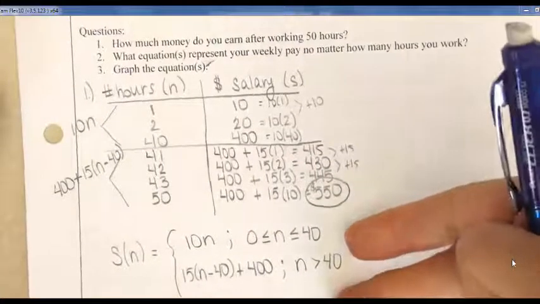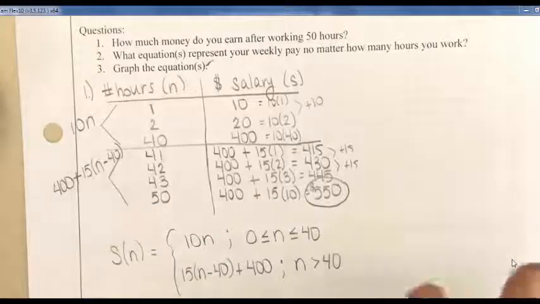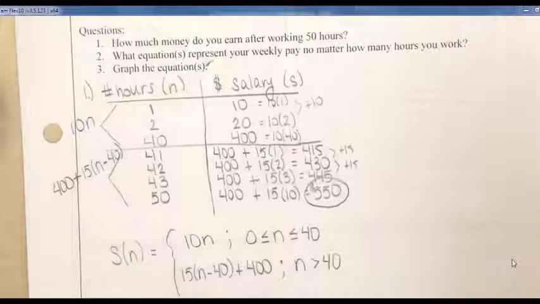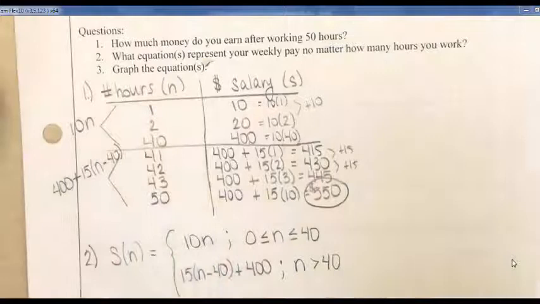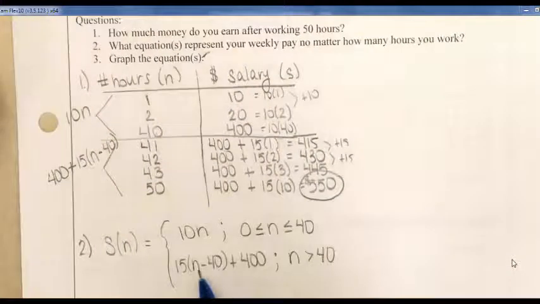That's a piecewise function. I've got two separate equations, each representing a different part of the domain. So the domain is what my inputs are, right? What my x values or my independent variable is. All right, so there's my equations. And think about it, does it work if I put in 50 here? Right, does that work? If I put in 50, well, that becomes 10 additional hours, makes it $150 additional dollars that I got paid, plus 400.